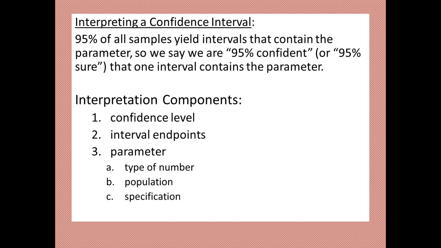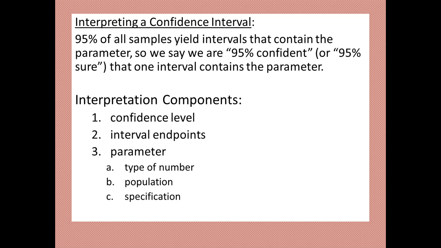So far, computing the confidence interval isn't anything too crazy, but the interpretation is going to be a little tougher. This first part at the beginning about 95% confident, this idea of since 95% of all samples yield intervals that contain the parameter, we'd say that we're 95% confident that our one interval contains the parameter, since we're only going to have one in practice.